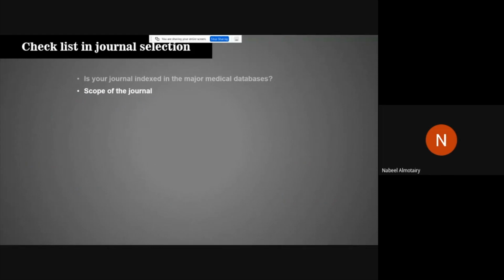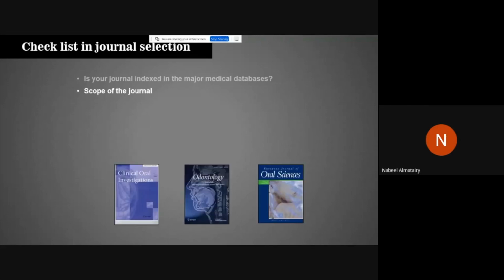And also, when you try to select a journal, it's important to verify that the scope of the journal fits your paper, to avoid having your paper rejected. But you have to know that there are different journals that accept wide disciplines. For example, Clinical Oral Investigations accepts from different disciplines, and also Odontology and the European Journal of Oral Sciences.